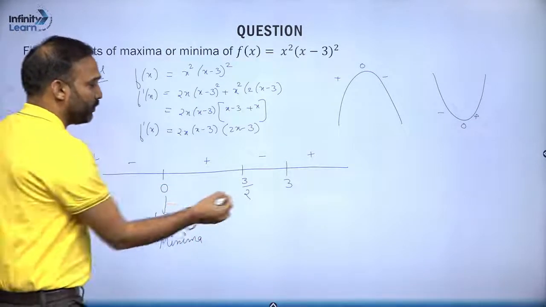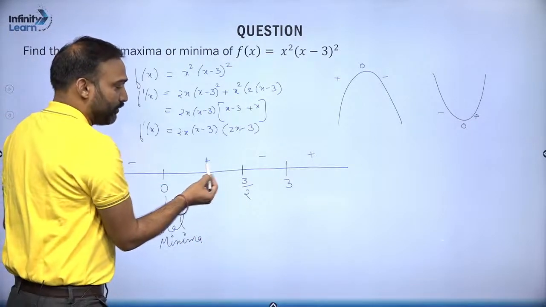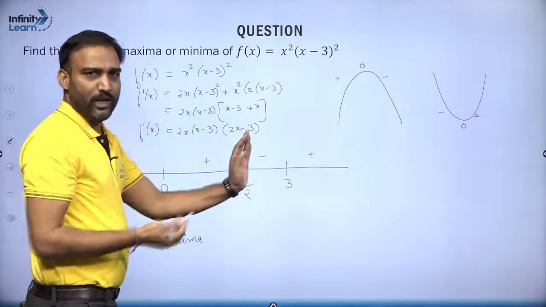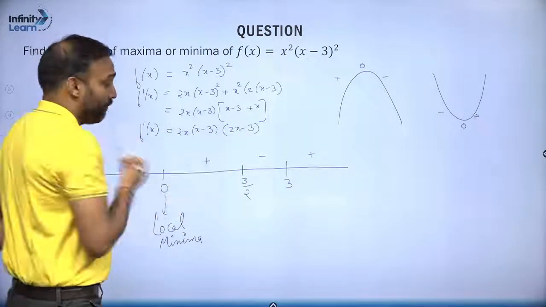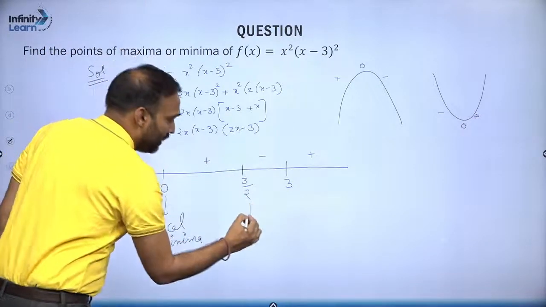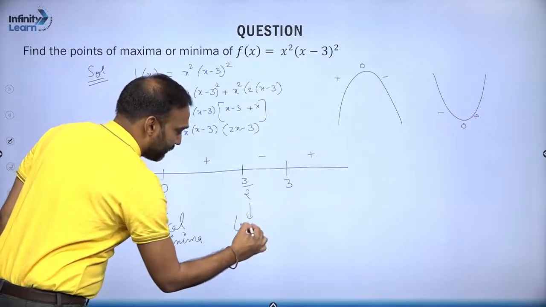Now at 3 by 2 dy by dx is going from positive to 0 to negative. Right? We always move from left to right. Don't move from right to left. Move left to right. Positive, 0, negative. So I have a local maxima over here.